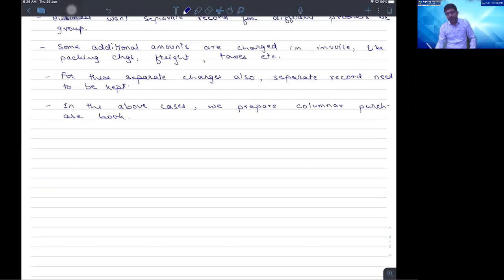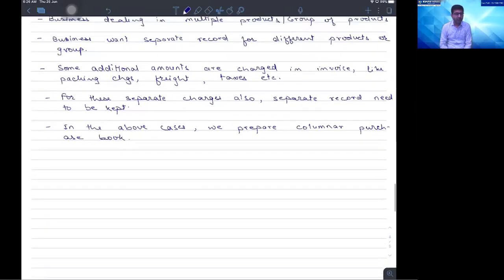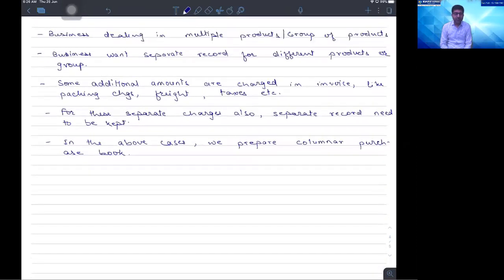And what do we do with the columnar purchase book? All the transactions which are recorded individually are posted to the credit of respective supplier account. There is no difference there. But instead of posting the total of amount column, we do the posting of the individual column to the debit of respective account.